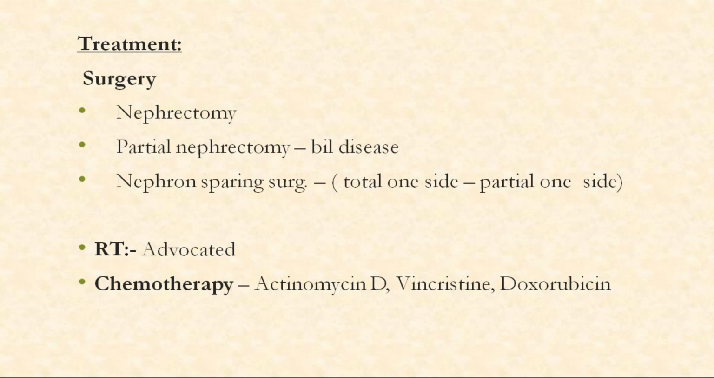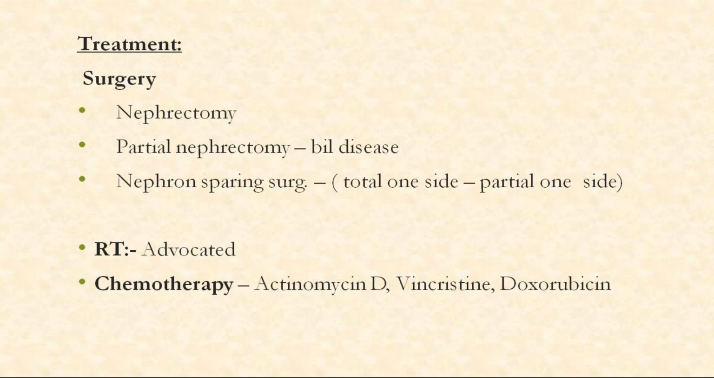Suppose if it is bilateral disease, if only the upper pole is involved, you should do partial nephrectomy. Or if the lower pole is involved, you should do partial nephrectomy. That means some part of the affected part of the kidney is to be removed. Sometimes if it is bilateral, that is called nephron sparing surgery. It means a partial nephrectomy is done on one side and total on the other side. That is called nephron sparing surgery.